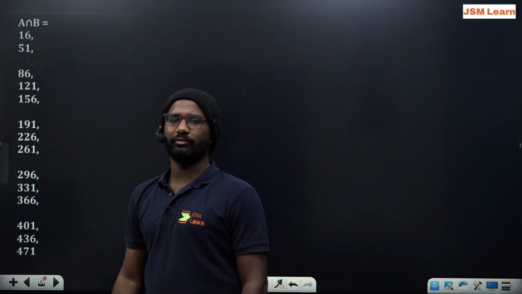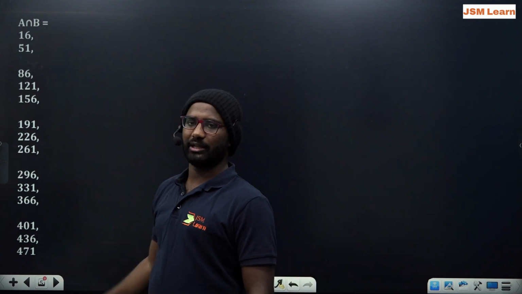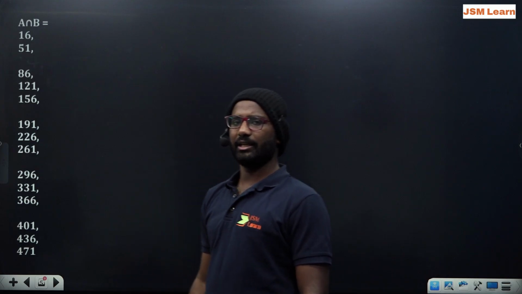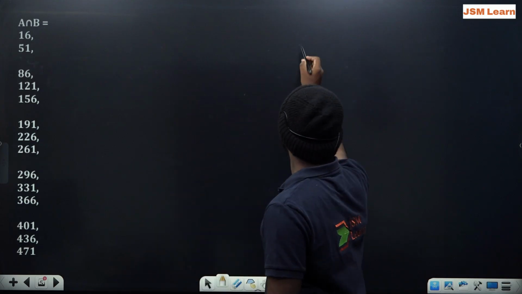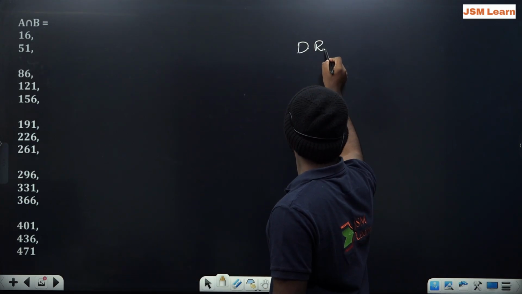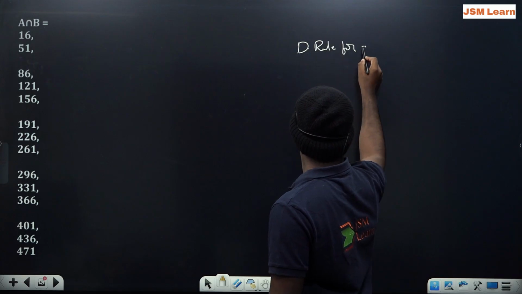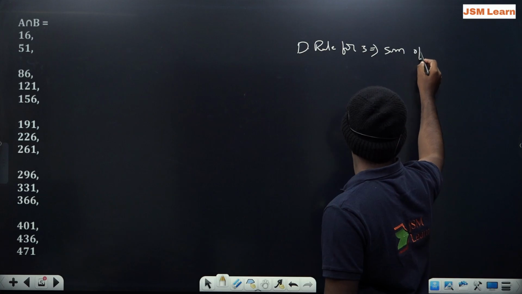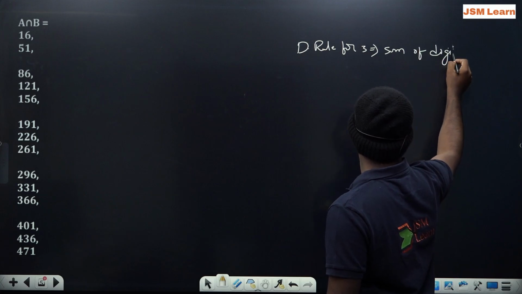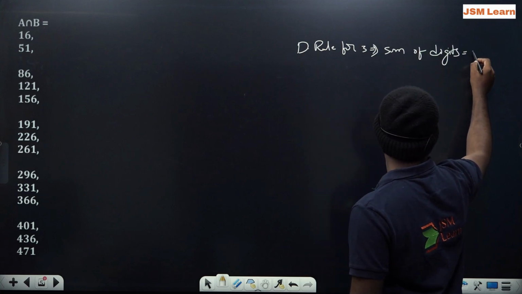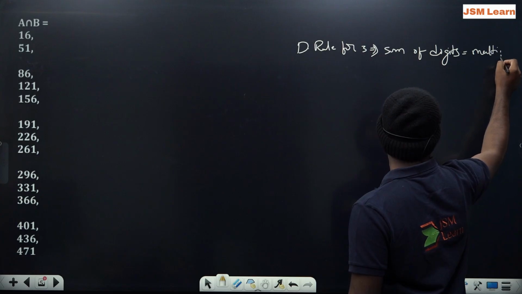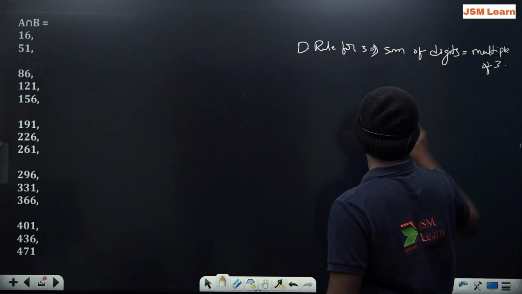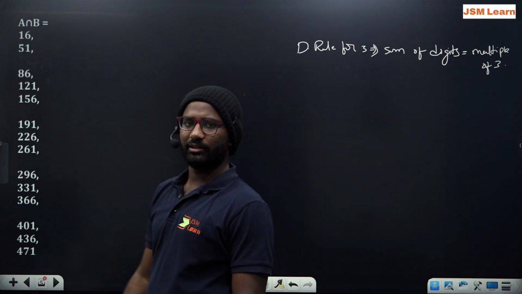Now we are going to find out of these 14 terms which are also divisible by 3. So first we will see the divisibility rule for 3. Divisibility rule for 3: if the sum of digits is a multiple of 3, then only those numbers are divisible by 3.